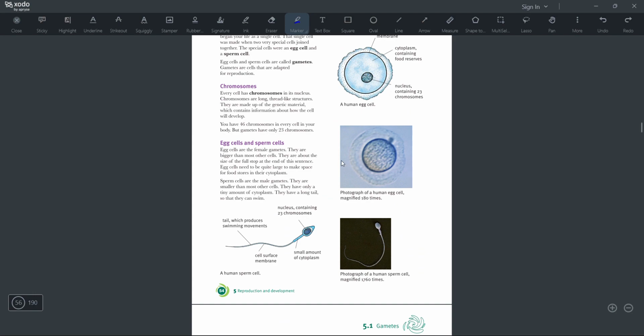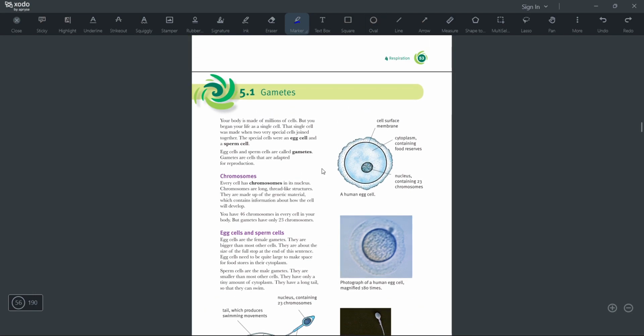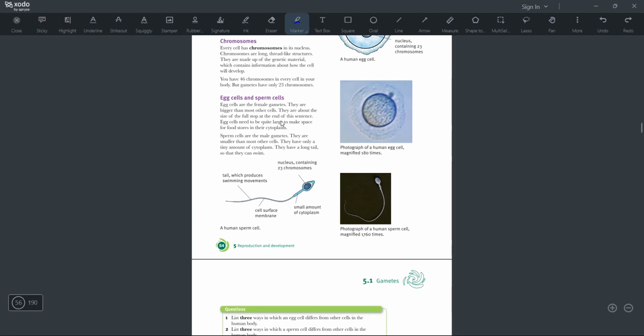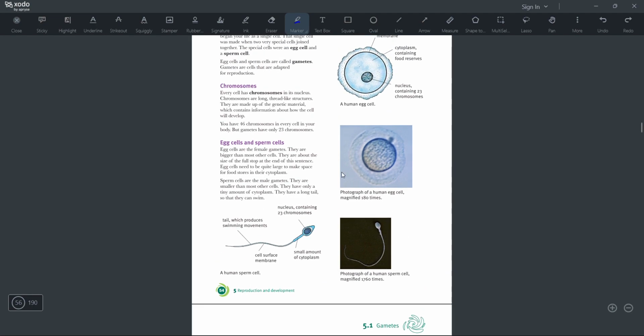Your egg cell is much larger than your average cell in your body, and it's got a large store of food in its cytoplasm, which is not a normal thing for normal cells to have.